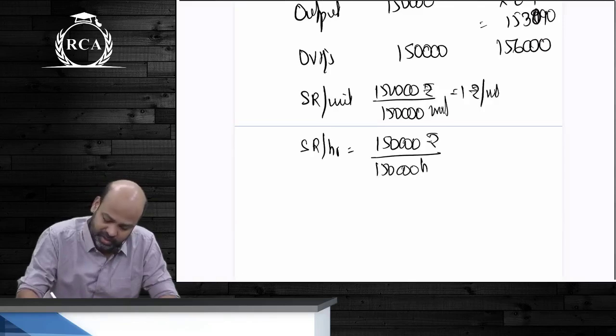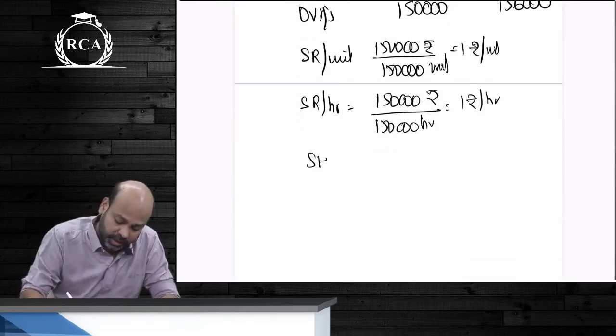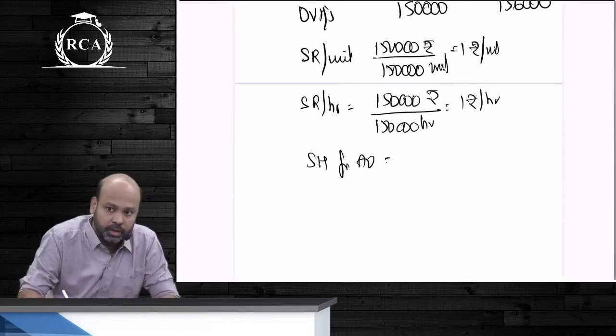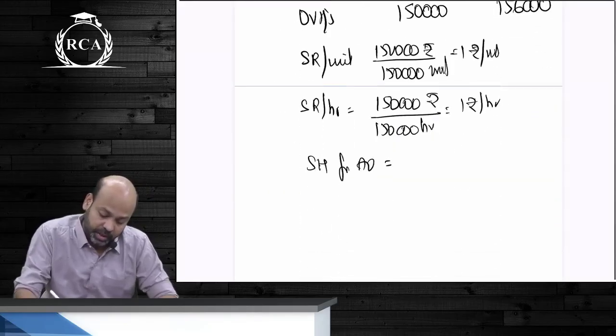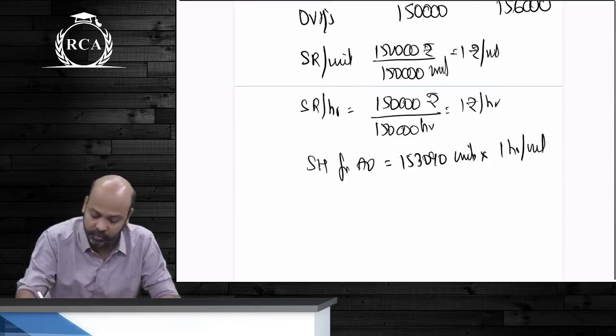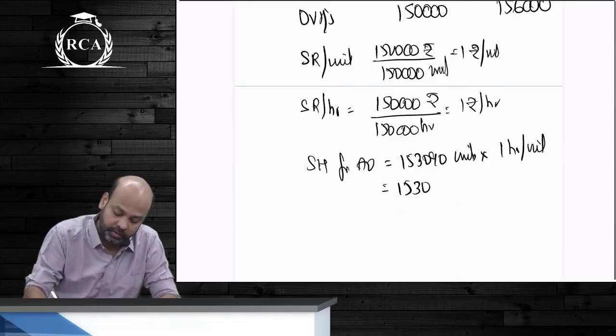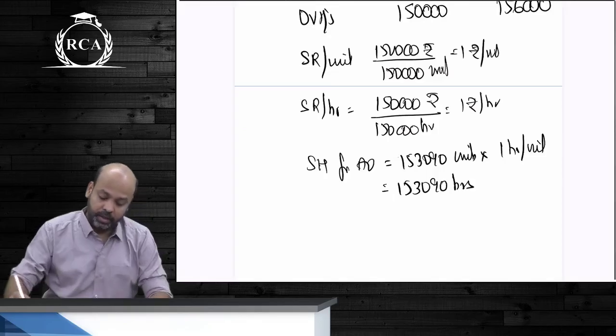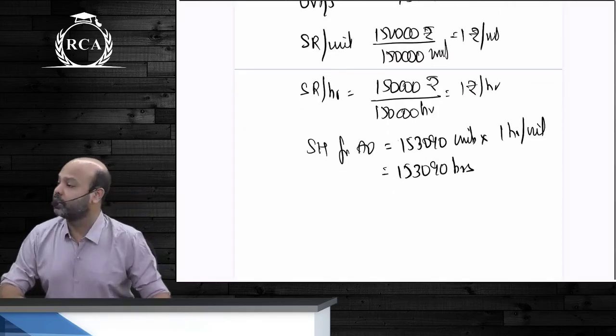Standard hours for actual output, guys, will become: you have actually manufactured 1,53,090 units multiplied by 1 hour per unit, and that will be equal to 1,53,090 hours. Now you can compute all the variances, guys.